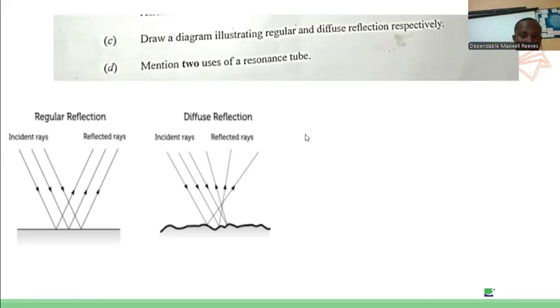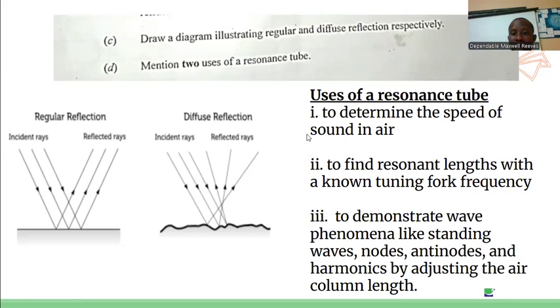So let us move to C. We're asked to mention two uses of a resonance tube. I gave three uses, so you can take any two of your choice. The resonance tube is used to determine the speed of sound in air. It is also used to find the resonant length with a known tuning fork frequency. So I gave three, you can take any two of your choice. Now let us move to the next question, that is question number 11.